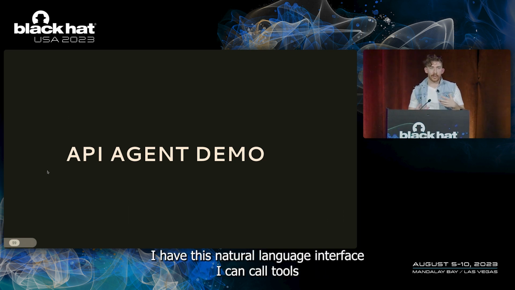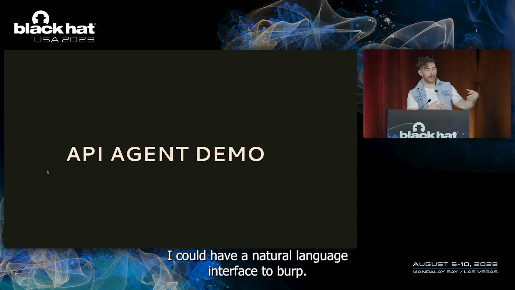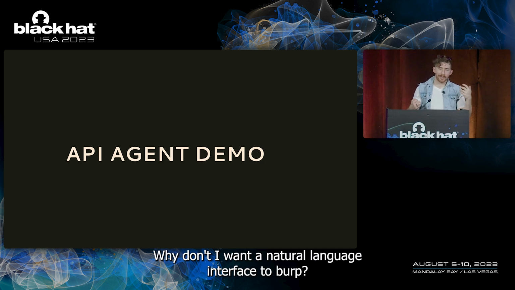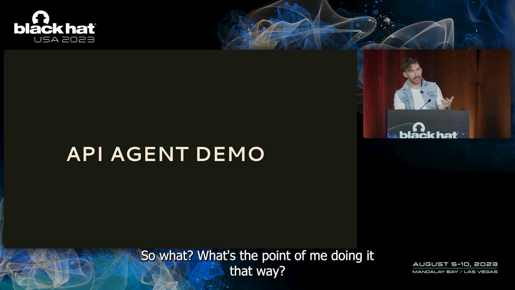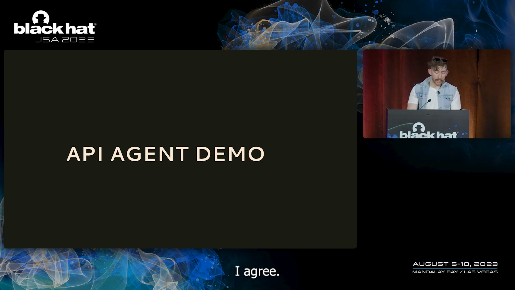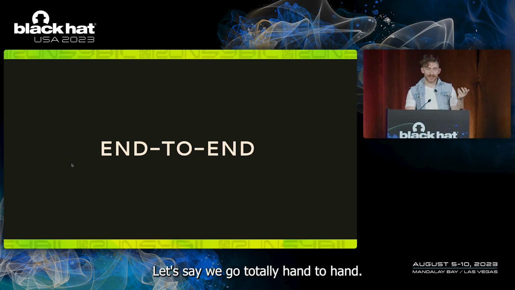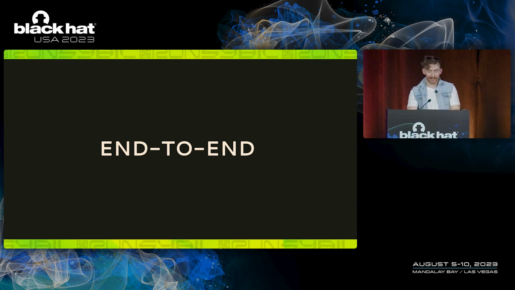Okay, so that's interesting. I have this natural language interface I can call tools with, and you might even think you can extend that to everything. I could have a natural language interface to Burp. But then you might think a little harder and say, why would I want a natural language interface to Burp? I use Burp with my eyes and my hotkeys and my hand. I have all these ways to do this. So what's the point of me doing it that way? I agree. Let's say that you're not the one using those tools. Let's say we go totally end-to-end. Let's have GPT-4 use our natural language interface to try to hack.